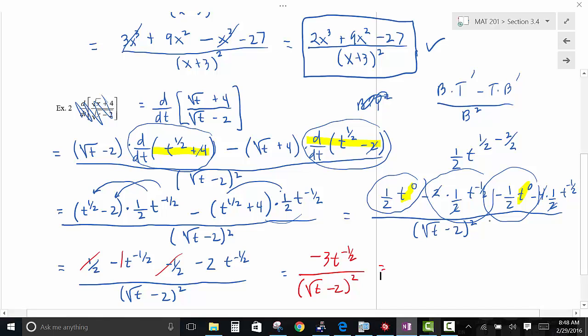So, there's a couple of things that you want to do. Bring this thing down to the bottom. It's got a negative exponent. Bring it down and put it in front of that denominator. So that's going to be t to the negative 1/2, or actually it'd be positive 1/2 now, times square root of t minus 2 to the second. And then the other thing I'd like you to do is just change that to a square root. So you'd have negative 3 over square root of t times square root of t minus 2 to the second.